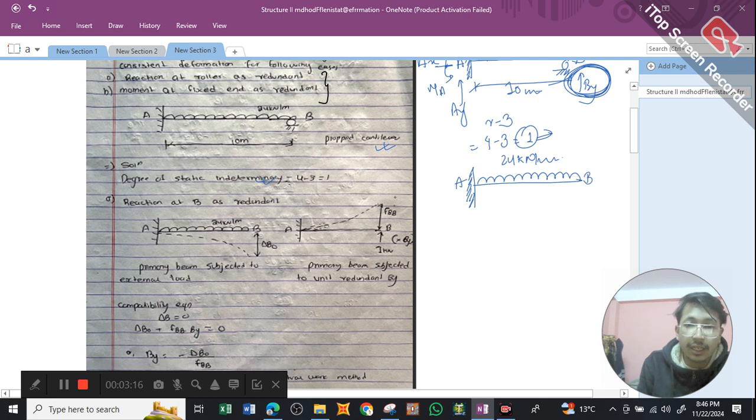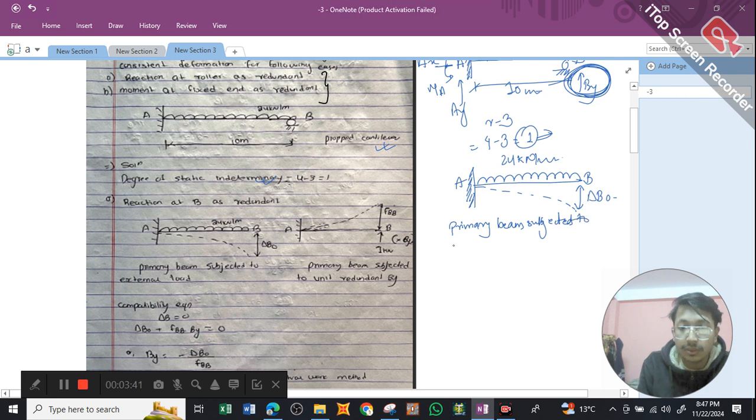Once we remove the support reaction, we'll have a deflection this way. We'll have this deflection, and the deflection at B is noted as delta B naught. This is our primary beam subjected to external load. This is our primary beam in which the external load is not removed. We need to understand this properly: it is subjected to external load. Our external load refers to this 24 kilonewton per meter.